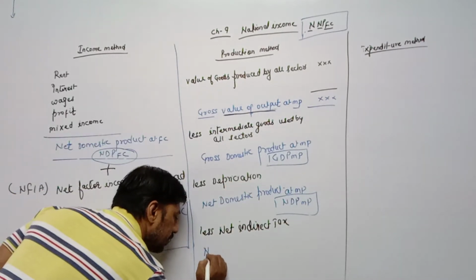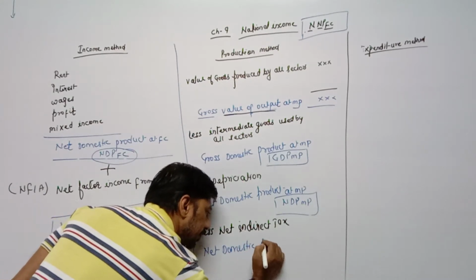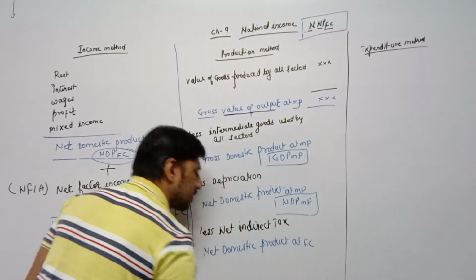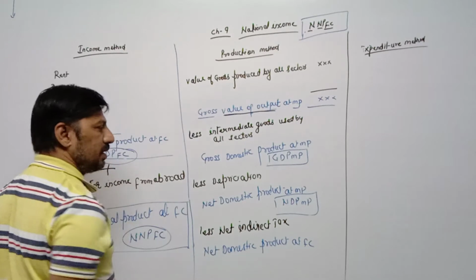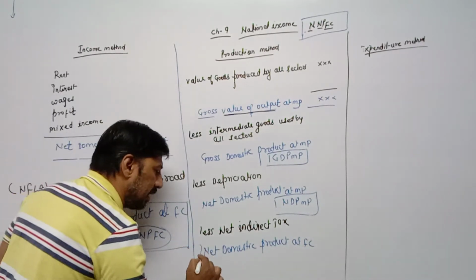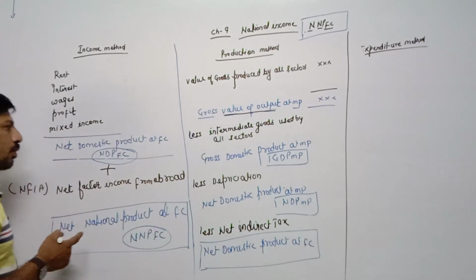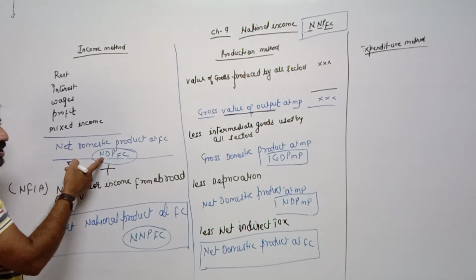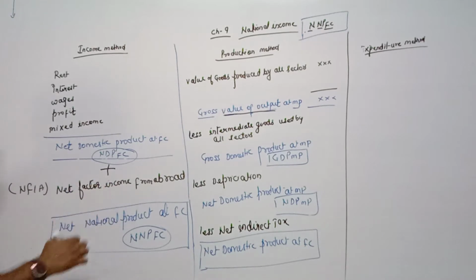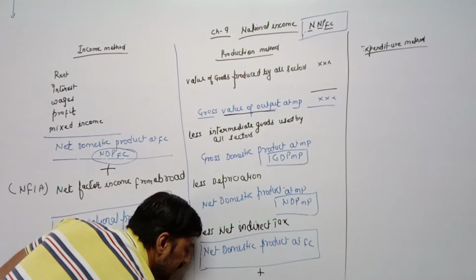So it becomes net domestic product at factor cost, NDPFC. Here also we have got NDPFC. Now what we have to do to convert NDPFC into NNPFC? We need to add net factor income from abroad. So the last point is plus net factor income from abroad.